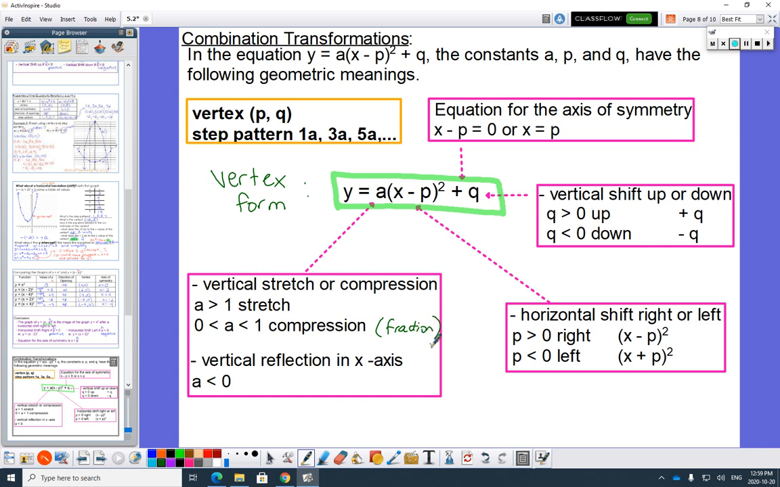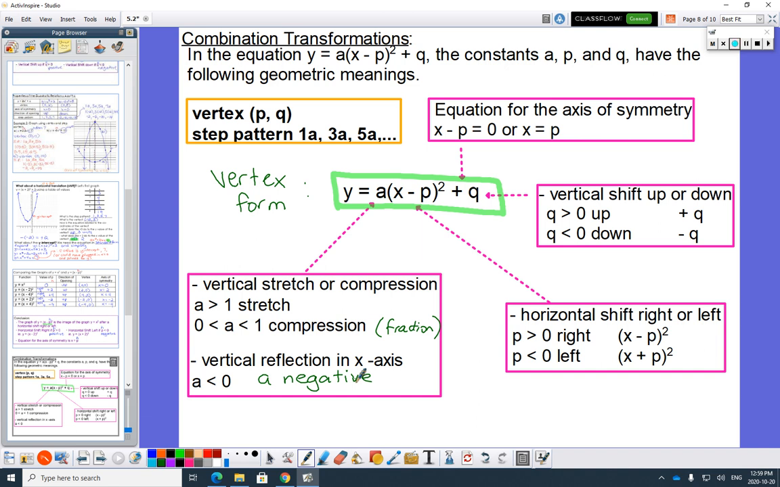If its a value is negative, we say reflection in the x-axis. So if you just say opens down, that's not really good math form, okay? If it's negative, then you should be saying reflection in the x-axis. And again, even if I'm nice in grade 10, they won't be as nice in grade 11, okay?